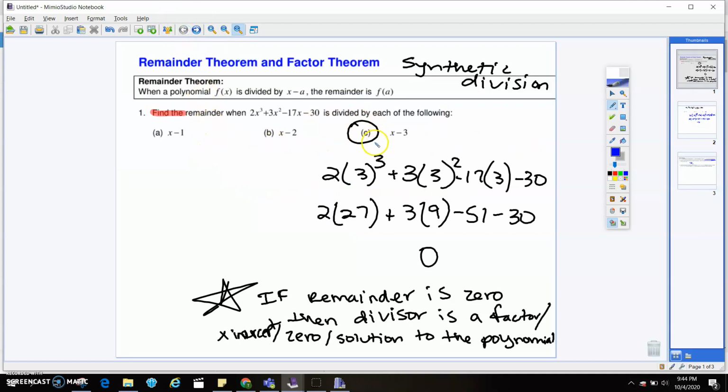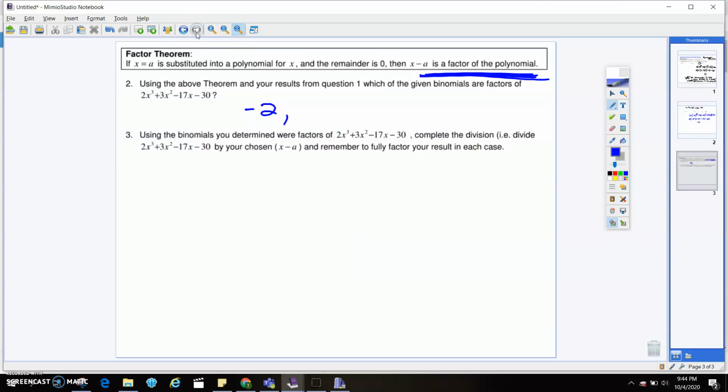We also have C, which is x minus 3. So those are the solutions. Now, if it asks for factors, you would write this out as x plus 2 and x minus 3. Those are factors of this polynomial, okay? Using binomials, you determine which are factors of this. Complete the division, divide by the chosen x minus a, and remember to fully factor your result in each case.